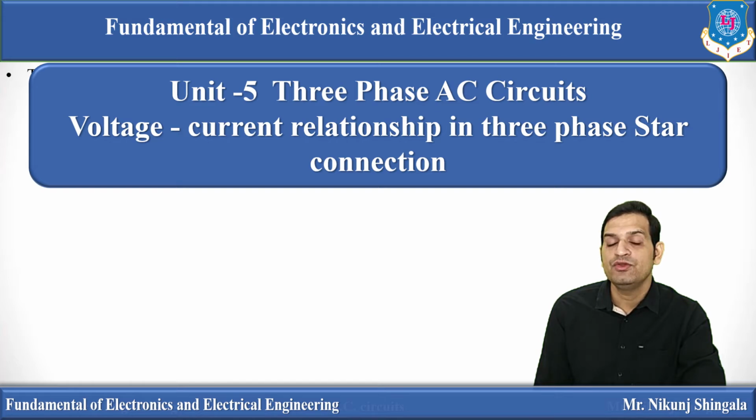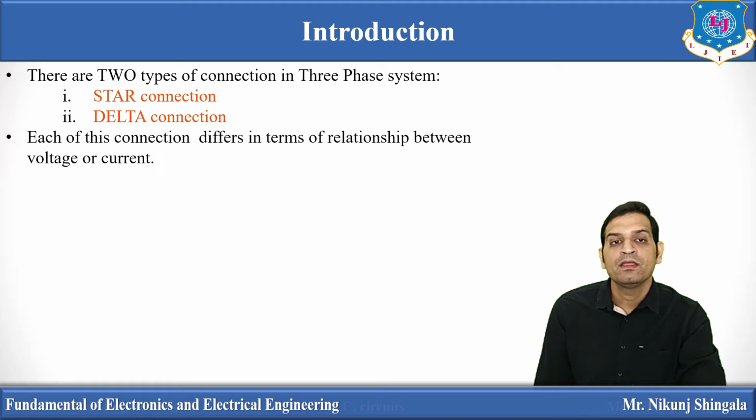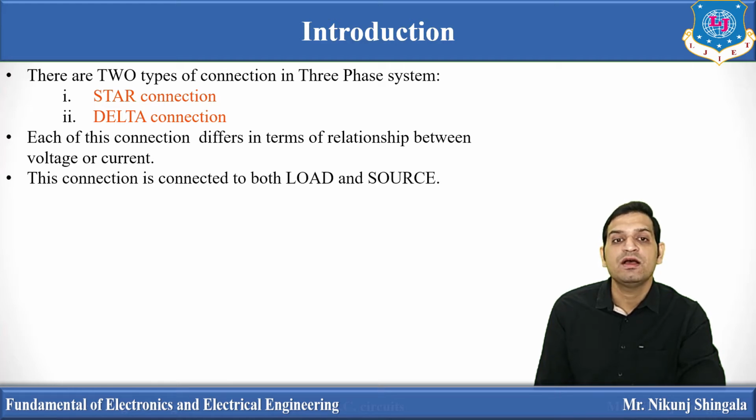Now, as I told you, there are two types of connection for a three-phase system. It may be star or delta. Each of these connections differs from the other in terms of the relationship between voltage and current. This connection is applicable to both load and source. So the three-phase source, the three-phase supply system, is also connected in star or delta, as well as the three-phase load is also connected in star or delta.